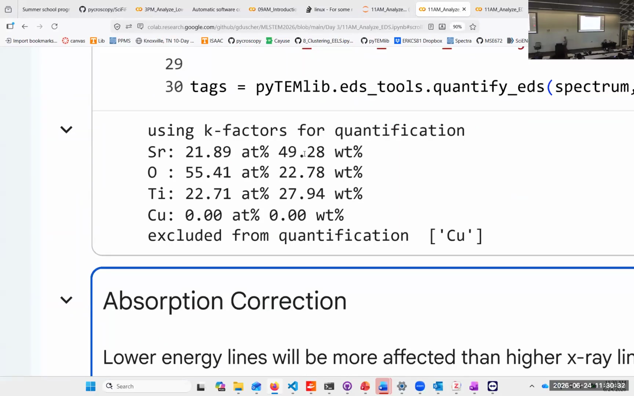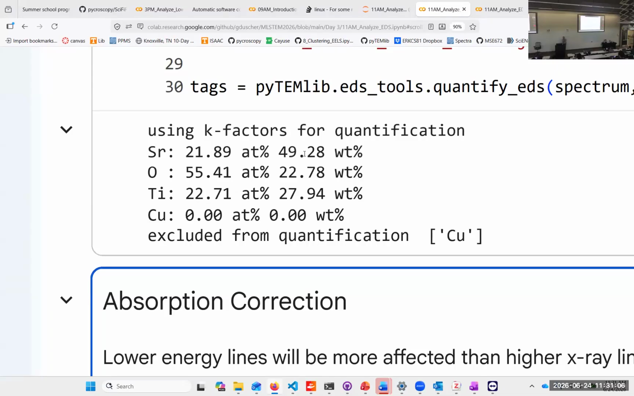Because strontium is a very high energy, right? Titanium much lower. So you can see that is actually a good test case here. And both of them come out with about 22 atom percent, and oxygen with 55.